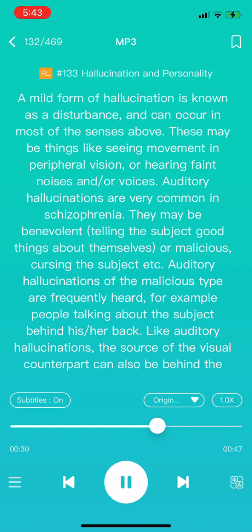Like auditory hallucinations, the source of the visual counterpart can also be behind the subject's back. Their visual counterpart is the feeling of being looked or stared at, usually with malicious intent. Frequently, auditory hallucinations and their visual counterpart are experienced by the subject together.